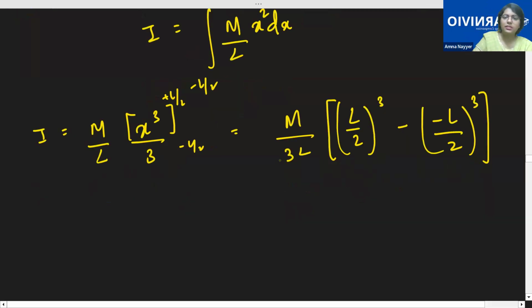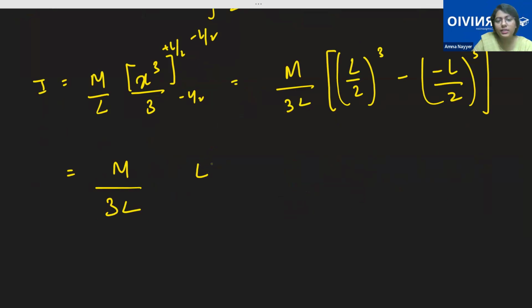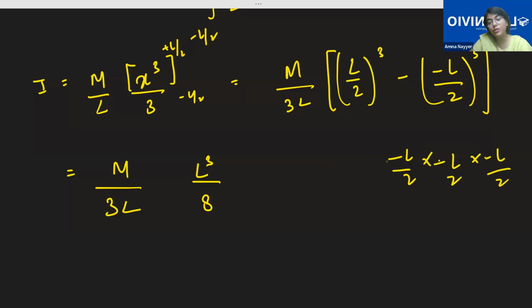Let's solve this further. Let's just simplify it a bit. This will be m by 3L. Now L by 2 whole cube is L cube by 8. And what is minus L by 2 whole cube? It's actually like minus L by 2 into minus L by 2 into minus L by 2. The minus into minus will be plus, but plus into minus is again minus. So you will still get this as negative. When you solve this whole part minus this minus L cube, this will still be a minus L cube by 8.